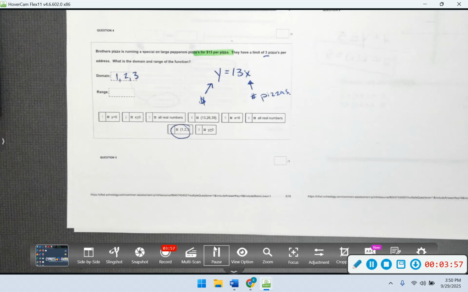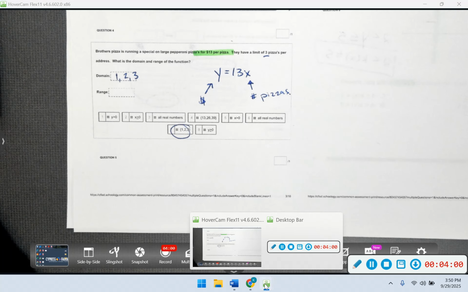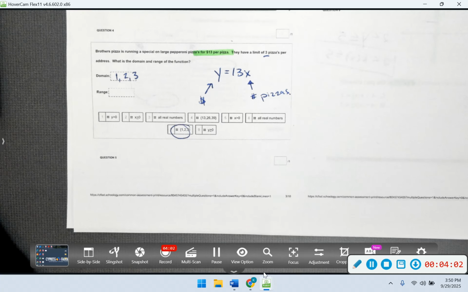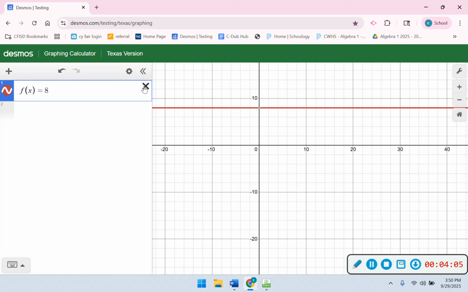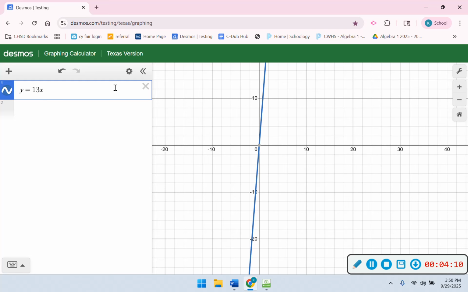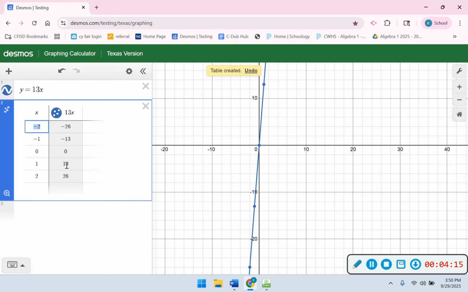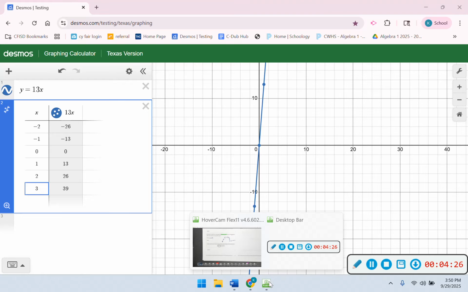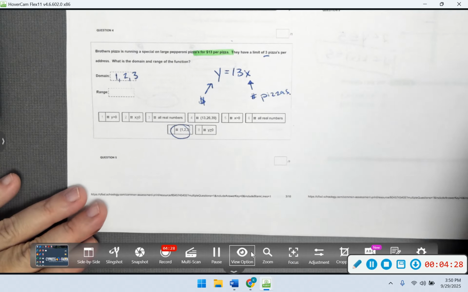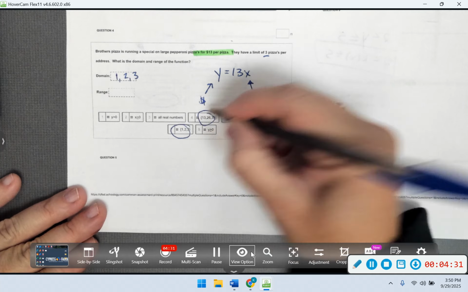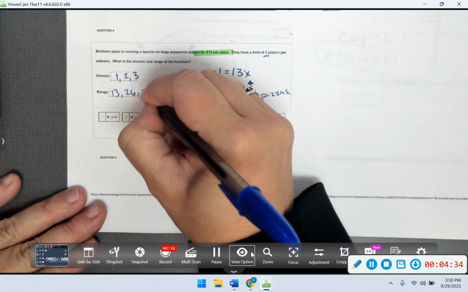And then the range would be the cost. So again, use Desmos. So if I go to Desmos and plug the function in, so y equals 13x, and go to the table, and use the table for 1 pizza, it's going to be $13. 2 is 26, 3 is 39, and nothing in between, so it's discrete. So my range, my y's are going to be 13, 26, and 39. Okay.